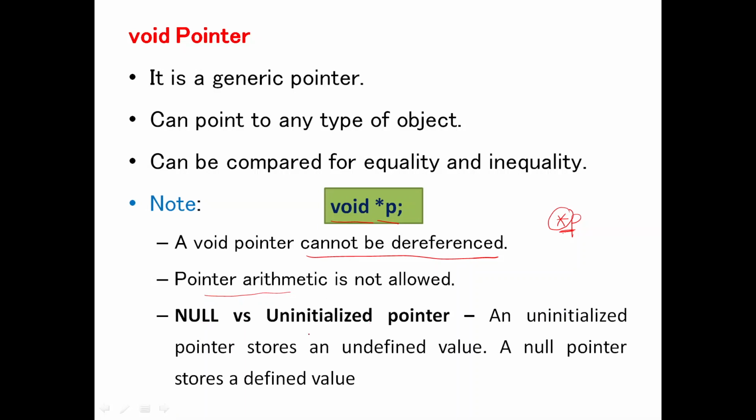So what is the difference between null and uninitialized pointer? Null pointer has a defined value, like in the case of integer it is 0, in case of string it is null, like that it has some defined value. But if it is an uninitialized pointer, it will have undefined value, that means some random value, or we can say it as garbage value.